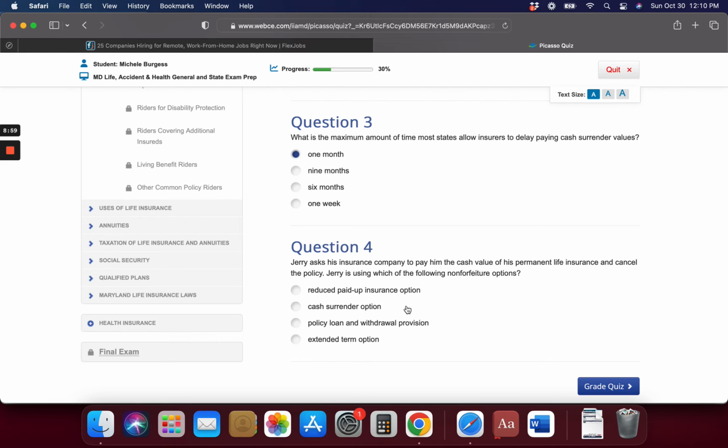Okay, Jerry asks his insurance company to pay him the cash value of his permanent life insurance and cancel the policy. Jerry is using which of the following non-forfeiture options? Jerry asks his insurance company to pay him the cash value of life insurance and cancel the policy. I've done this myself, so I should know the answer to this. Alright, so it should be cash surrender option, right?